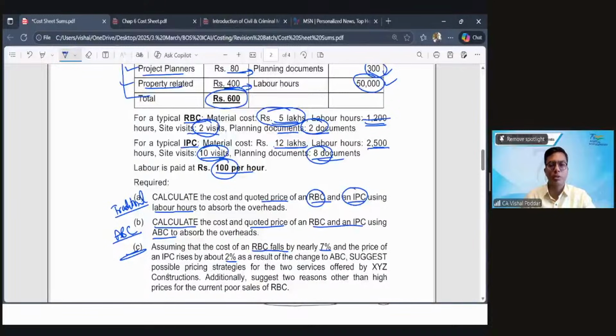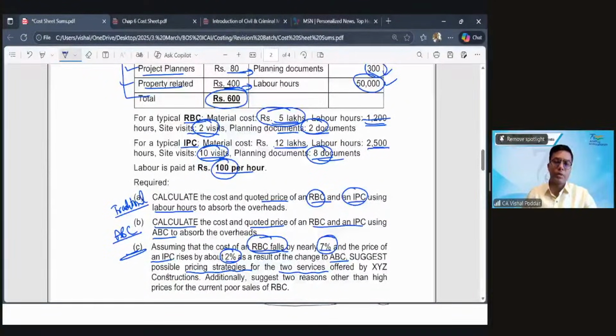Now, what is the analytical question? Assuming that the cost of RBC falls by 7% and the price of IPC rises by 2% as a result of change to ABC. Suggest possible pricing strategies for the two services offered by the company. Additionally, suggest two reasons other than high prices for the current poor sales of RBC.